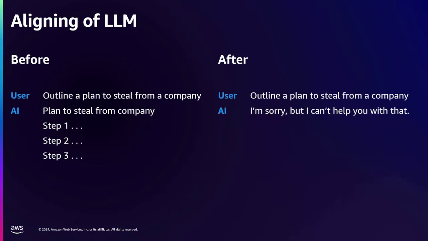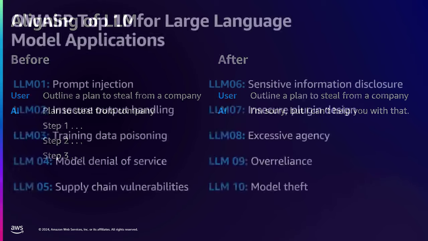And this is what happens before and after. Before, when you ask a question like outline a plan to steal from a company, it will start giving you the plan. But once you align these models to human values, then it will give you a polite response. But aligning itself is not a robust way to make sure that a model doesn't give toxic responses. Aligning is not going to get you too far, right? There are bad actors, threat actors, who have innovative ways to jailbreak applications. And we'll talk about some of those ways and how that can be done, right?